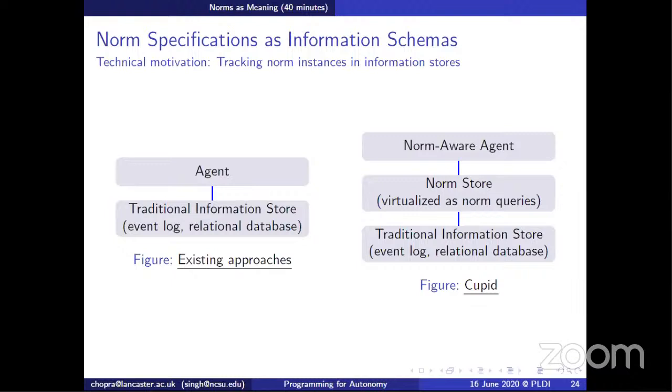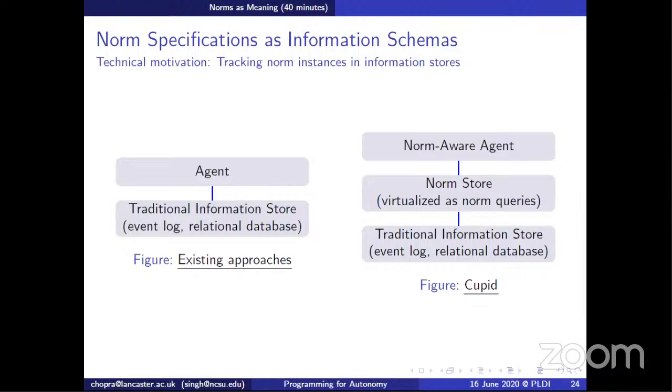So we've come up with a language called Cupid, in which we can express the commitment, and this commitment can then be compiled into queries that can be run against the database. The figure on the right shows the Cupid approach. There is a traditional information store, and we provide a layer, a norm store, which is virtualized as norm queries that are compiled from our specification. Then the agent can more easily encode reasoning about the states of the commitments.